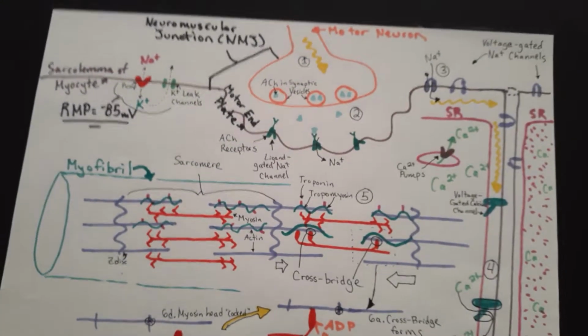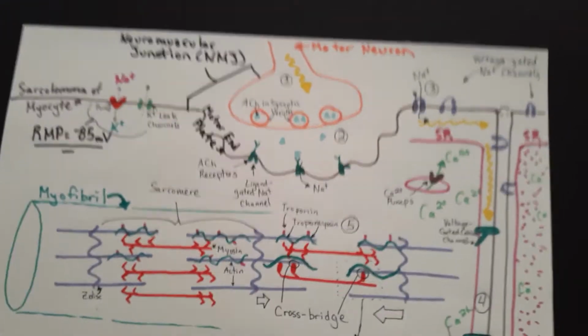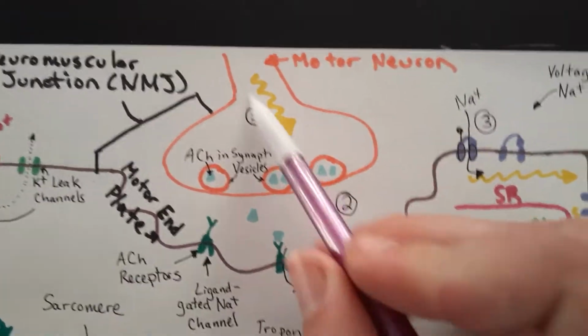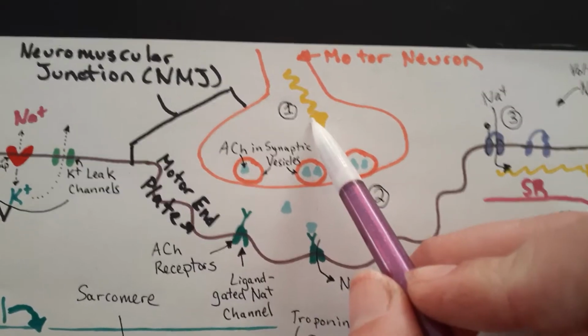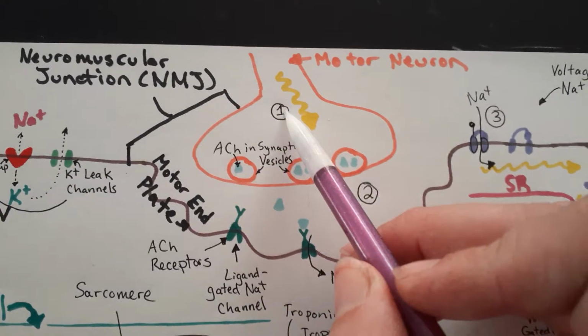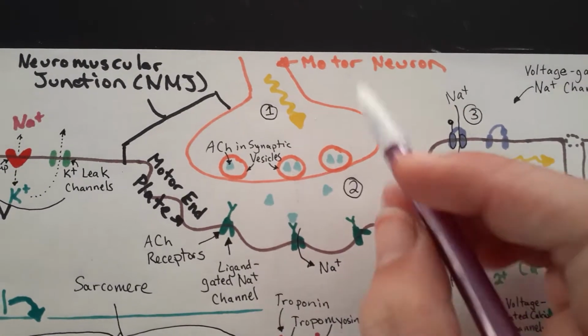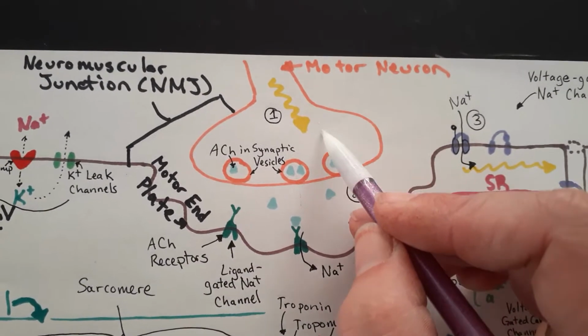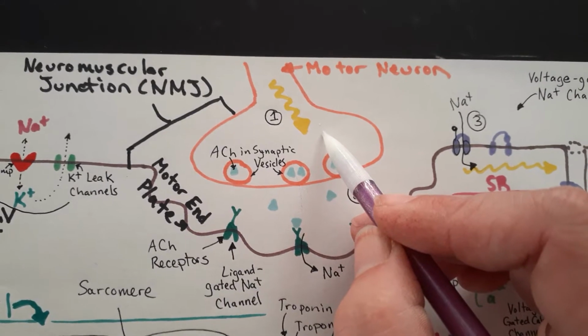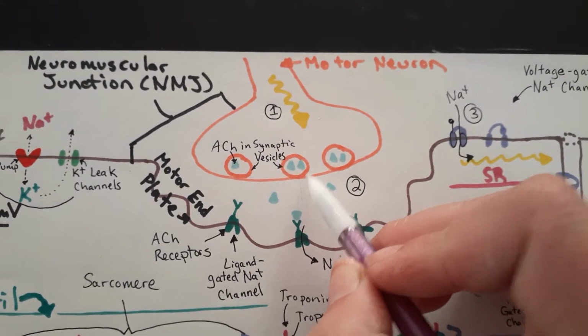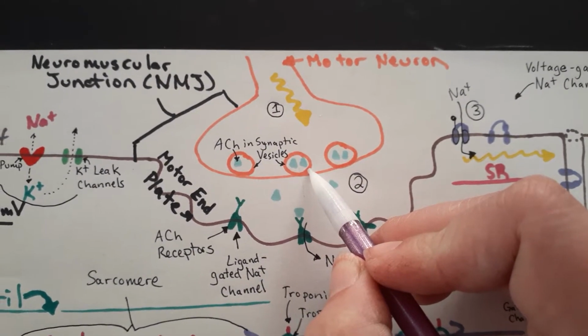So now let us stimulate the muscle cell. Okay. Here is a motor neuron, which we've talked about before. Step 1 is an action potential traveling down the motor neuron. As we know, calcium floods into the cell at the synaptic terminal and leads to the exocytosis of acetylcholine from the synaptic vesicles of the motor neuron.